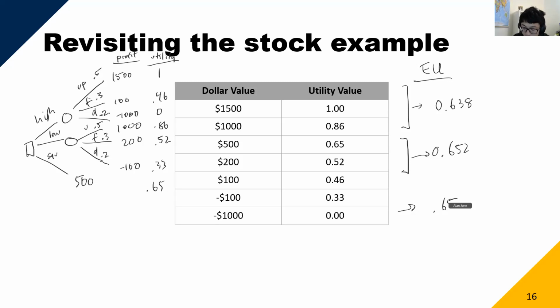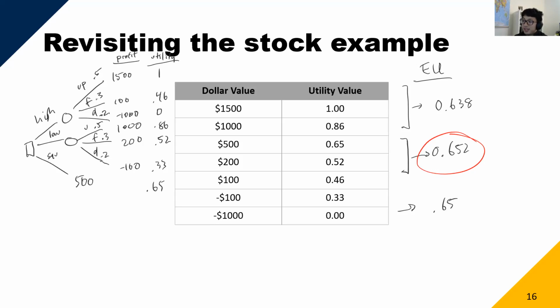So if you remember, in the first tree, we preferred the high risk stock because it had the highest expected value. But in this case, the highest utility corresponds to the low risk stock. Even though the expected value is higher, the utility makes the expected utility higher for this particular option.